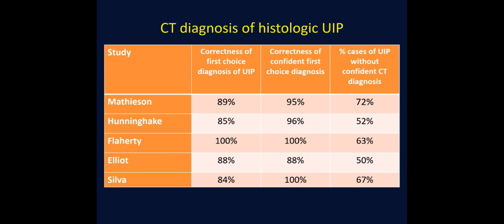Now, here is the reason why we as radiologists are permitted to make the diagnosis of UIP. These are multiple studies going back over 20 years that show the correctness, the positive predictive value of a confident first choice diagnosis of UIP made by an experienced radiologist. You can see that in almost all cases it is over 90%, which is really remarkable for a non-invasive test.